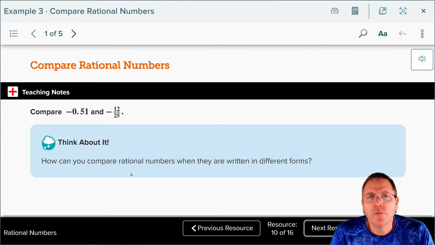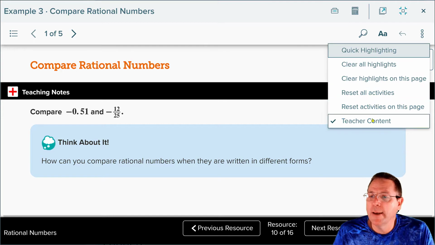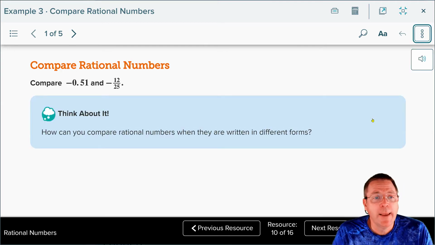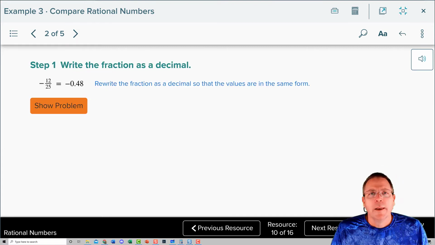But what if we get our rational numbers given to us in different forms? For example, right here I've got the decimal form of negative 51/100ths and the fraction form of negative 12 over 25. So I know how to do those in my head, but for some of y'all that may be a little tough. So let's see how they say we should be working it out on paper.